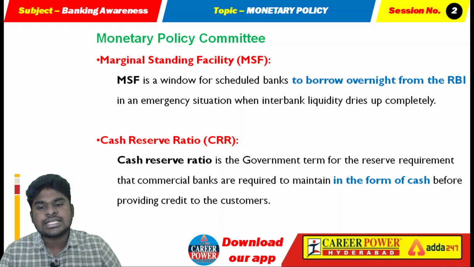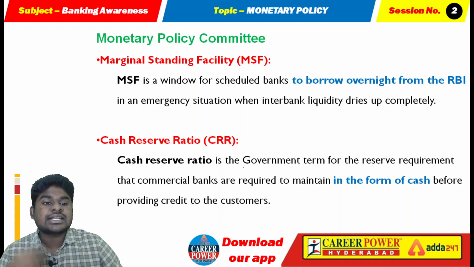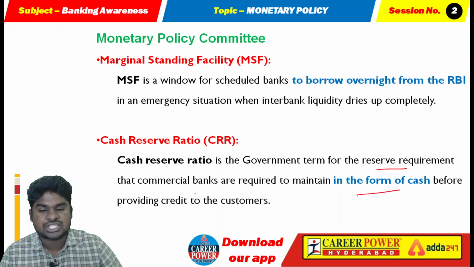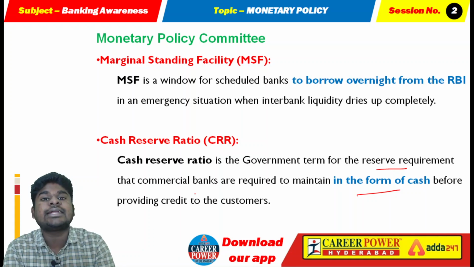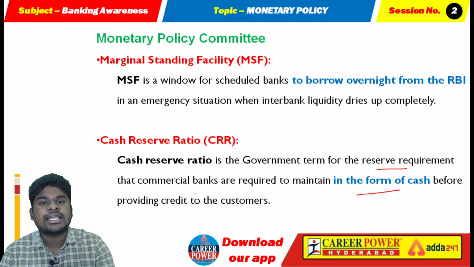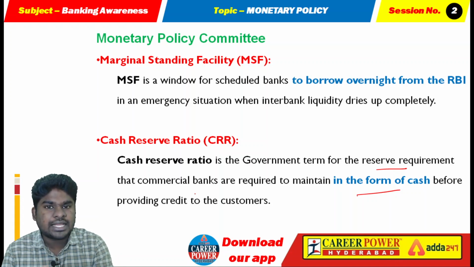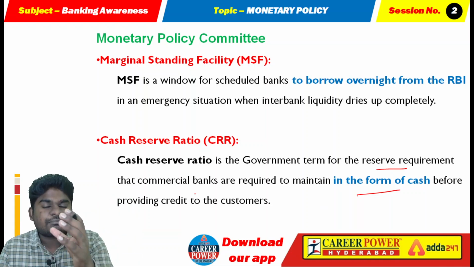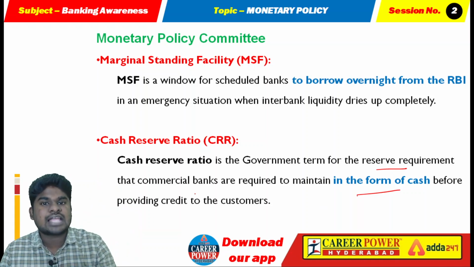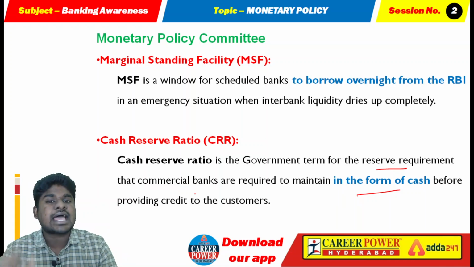Next terminology, cash reserve ratio. The cash reserve ratio is where every bank should put a certain reserve amount in the form of cash with RBI before providing credit to customers. Suppose I deposited money in a bank. Not every penny of my deposit will go as a loan to the customers. Some amount of my deposits will be saved in the form of cash with RBI. So that is the cash reserve ratio.